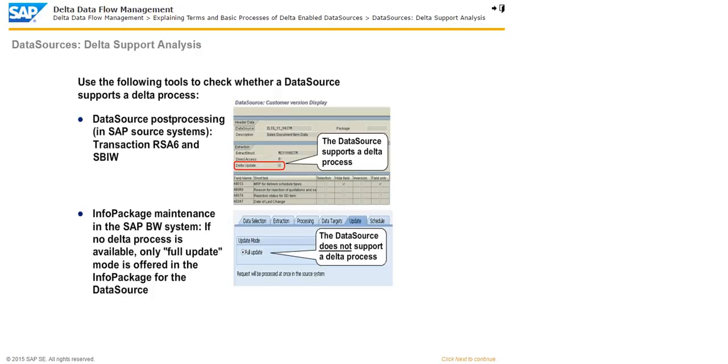The type of delta process influences how data is updated to a data target. Serialization is necessary for updating to a data store object or DSO, as overwriting is supported too. Depending on the delta process, the system decides whether serialization is necessary per request or per data package.